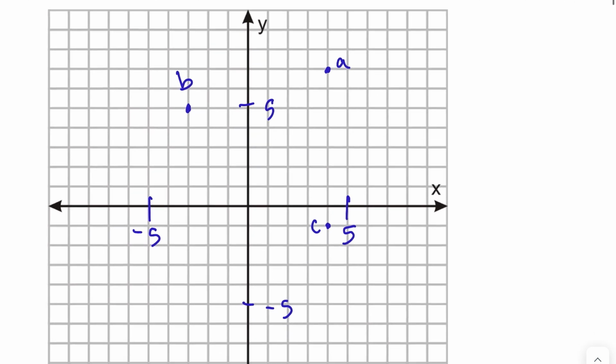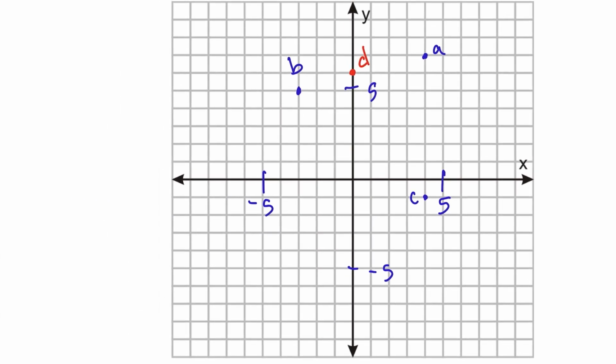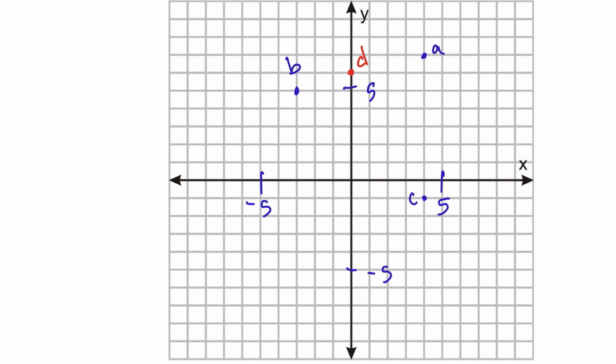That's going to be right on the y-axis. So I'm going to just change the color there. And that is point D. There they are. So that's all there is to it on that one. Just label them A, B, C, or D.